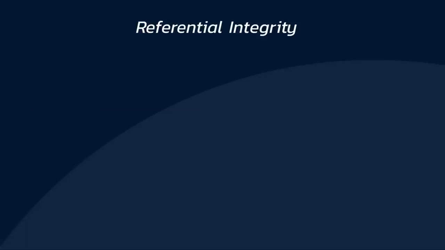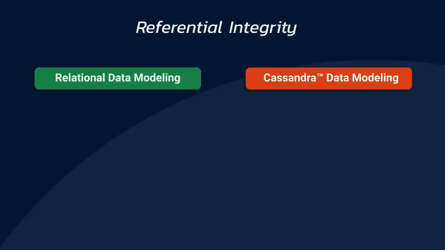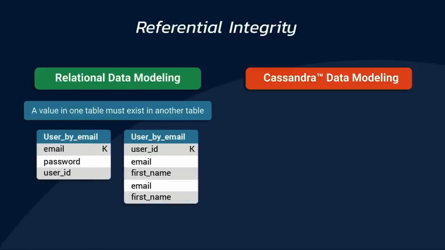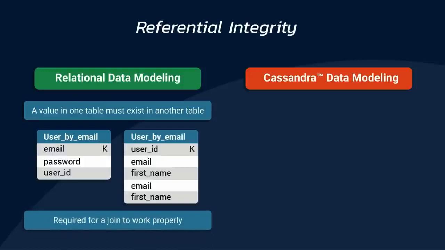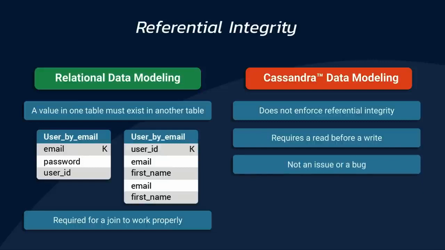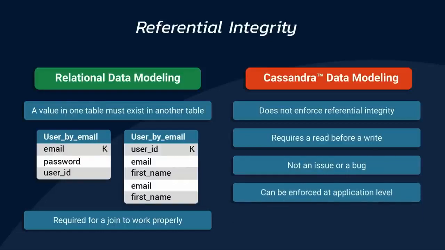Let's look at this point of difference between relational data modeling and Cassandra data modeling. RI refers to the relationship between tables. A value in one table requires the same value to exist in another table. If there is a user in the user by email table, then the user must also exist in the users table and vice versa. This referential integrity is required between tables such that a user is either represented in both tables or none of them, and it also is required for a join to work properly. Cassandra does not enforce referential integrity because this capability requires a read before a write. It is not considered an issue that has to be fixed on the Cassandra side. Although it is a feature that improves performance and accessibility, it is considered a developer prerogative. Referential integrity can be enforced in an application design, but that means more work for the developers.